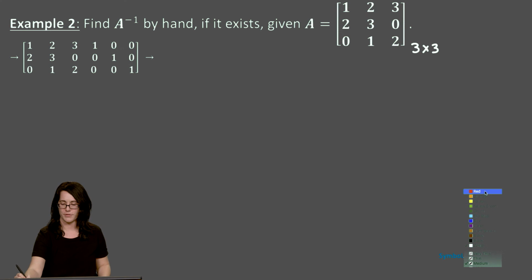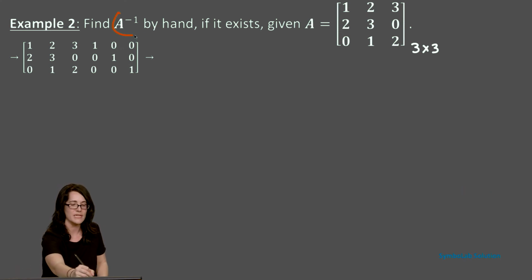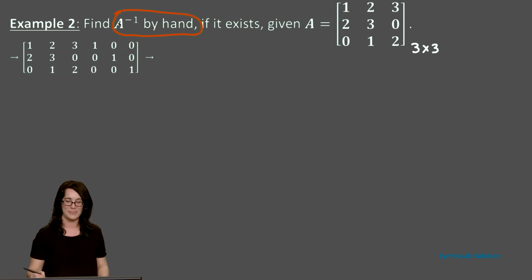So what do we do first? If we're finding A inverse by hand, you should always have a game plan. Figure out what they're asking for and how to do it. Right?